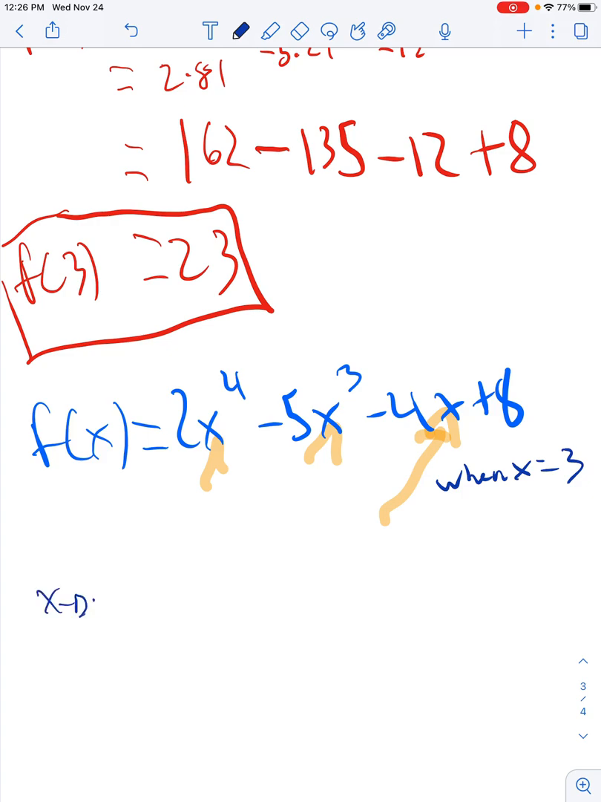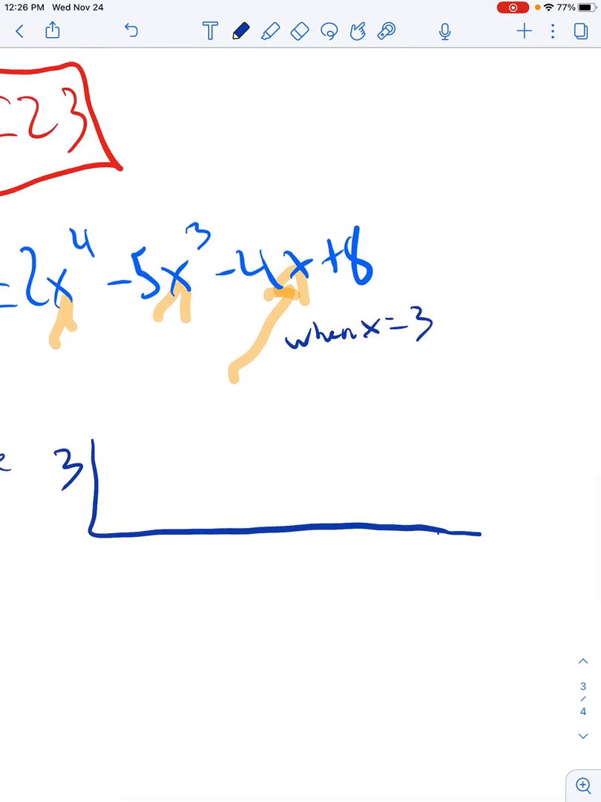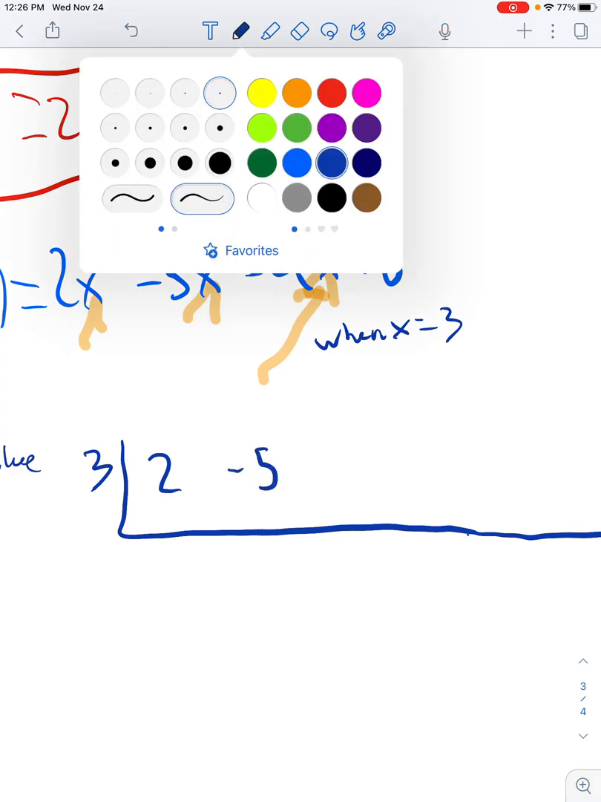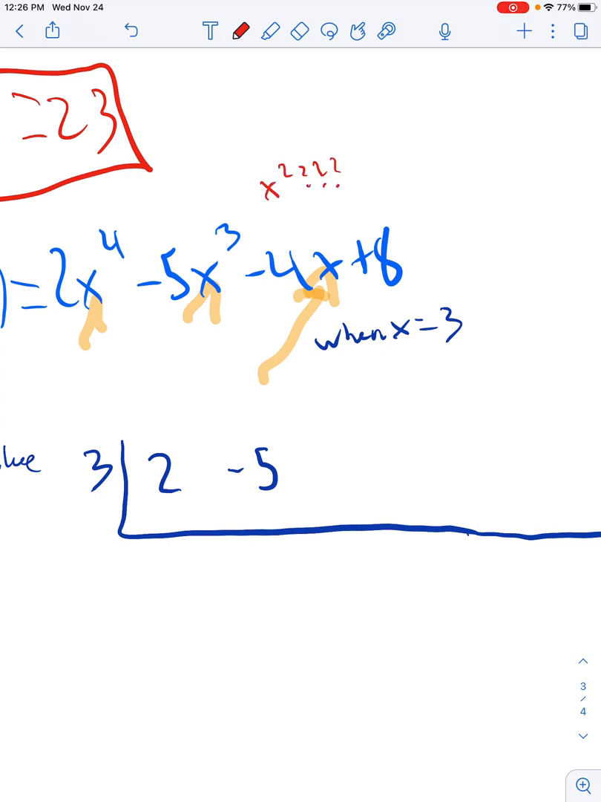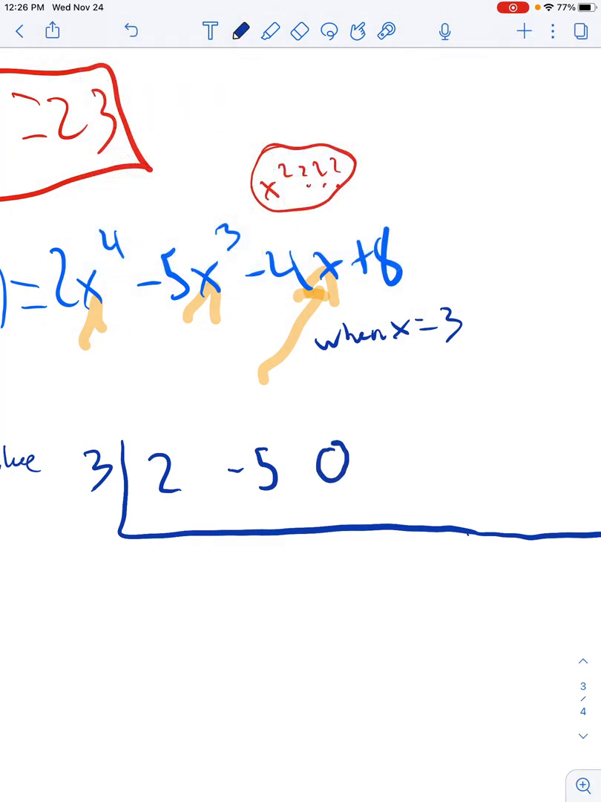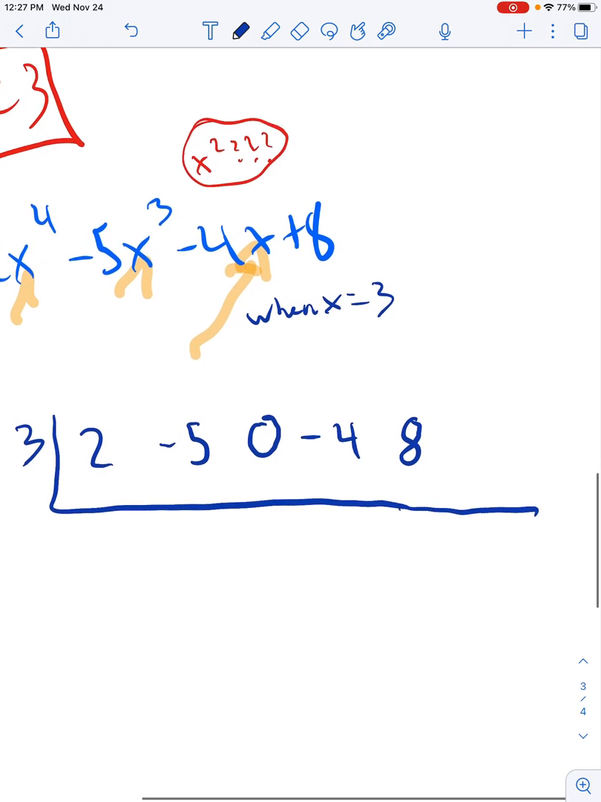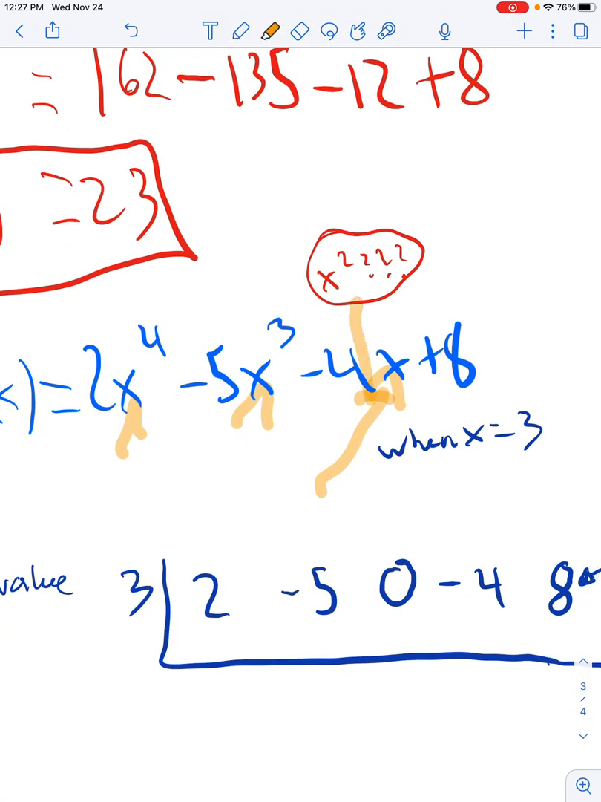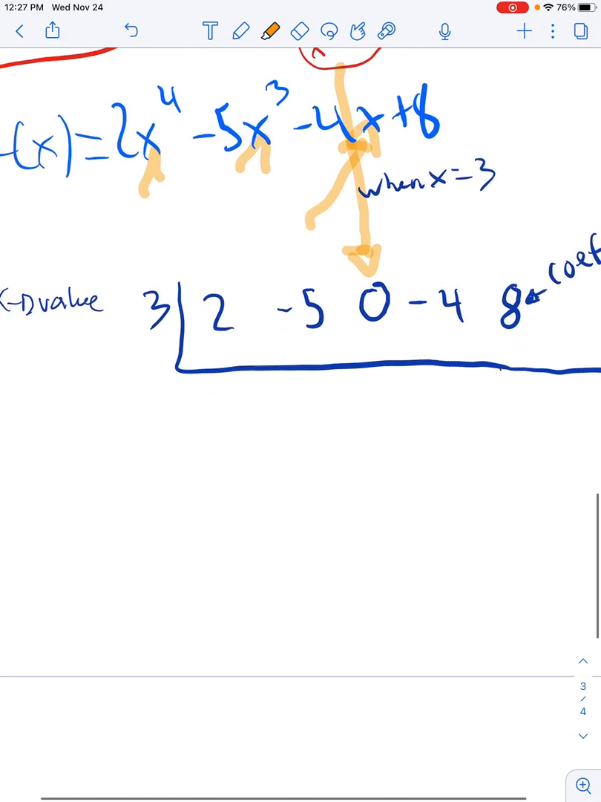I'm going to take my x value and place it right here, which is 3. And then I'm going to line up all my coefficients and put them over here. My coefficients are the numbers out front: 2x to the 4th, negative 5x to the 3rd. Notice we skipped x squared, so I need to include a 0 here. So this is going to be 0x squared, minus 4x, and then my constant is 8. Make sure that when you're using synthetic division, if you skip a variable, like we skipped x squared, you have to correspond that with a 0. Otherwise, it's not going to work.